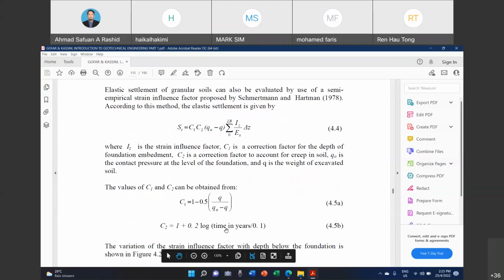For the C2, you may put the time, based on the question or based on your own prediction. For example, if you want to predict for 5 years, then you put 5 in these C2 equations. So Iz as delta Z we may discuss later.